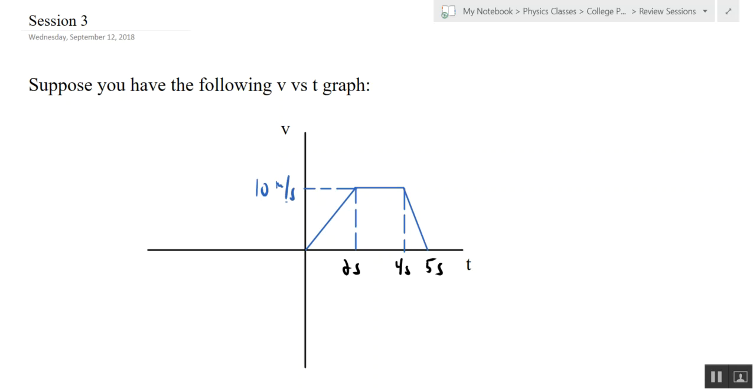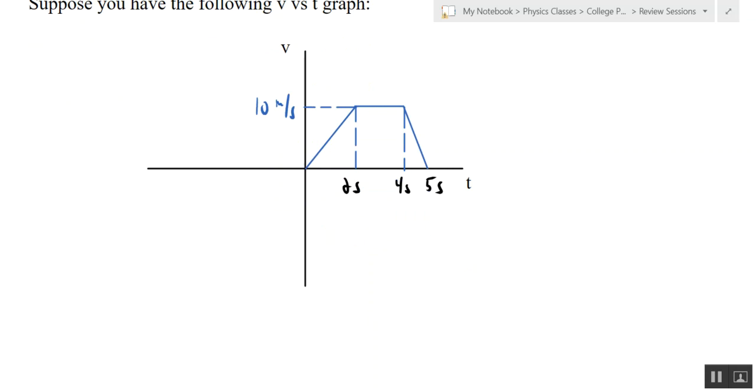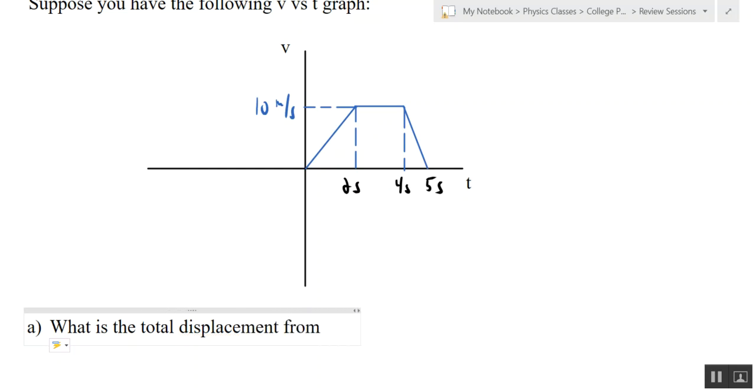But, okay, so you can ask all sorts of things from this graph. You can ask, let's just ask this first. Okay, so you can ask, what is the total displacement from 0 seconds until it stops?